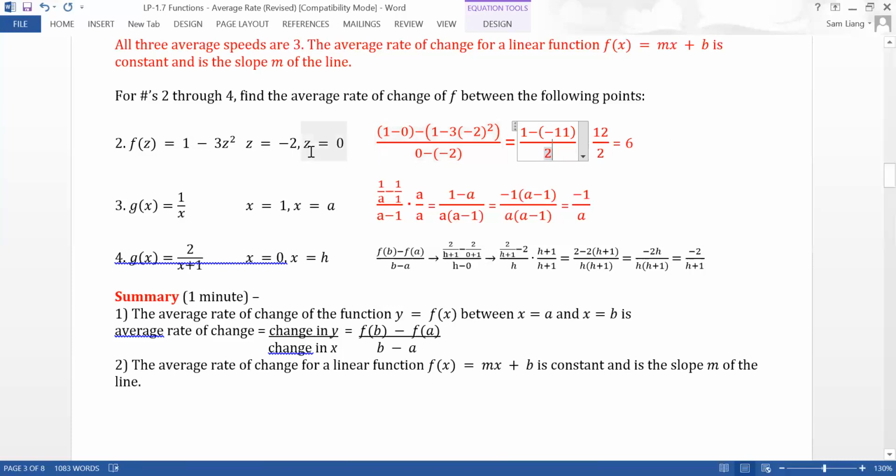And in the denominator, right, 0 minus -2. So that'll be +2. Either way, you're going to get 1 plus 11 in the numerator, that's 12, and then divide that by 2, you get 6. Okay, so 6 is your answer for question 2 here.